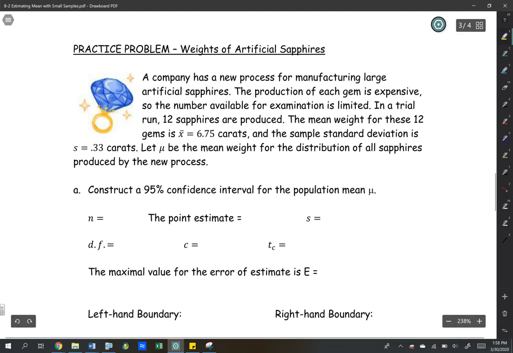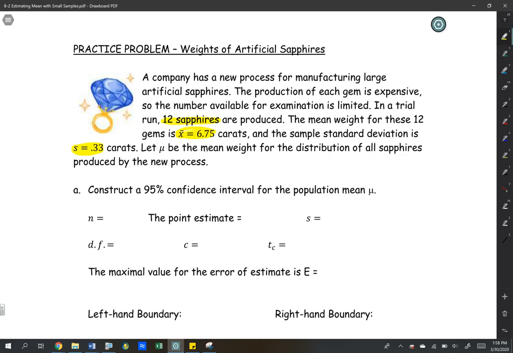All right, so let's just highlight, or you can circle. 12 sapphires. The mean weight for the 12 gems is right here. X bar is 6.75 carats. And the sample standard deviation is 0.33. Let mu be the mean weight for the distribution of all sapphires produced by the new process.